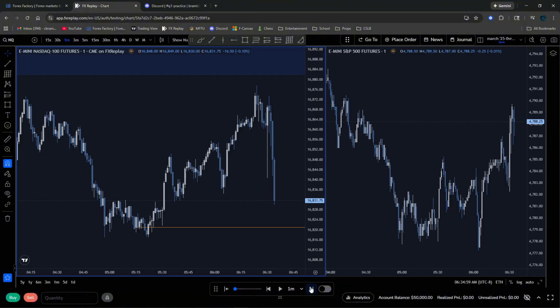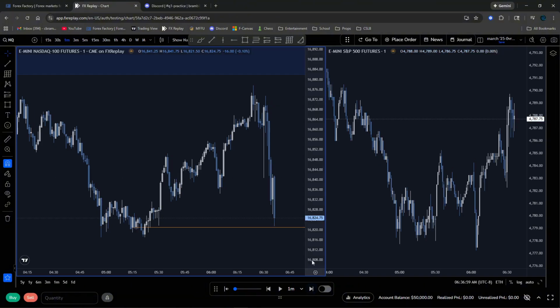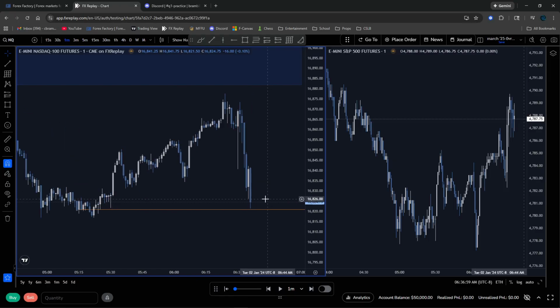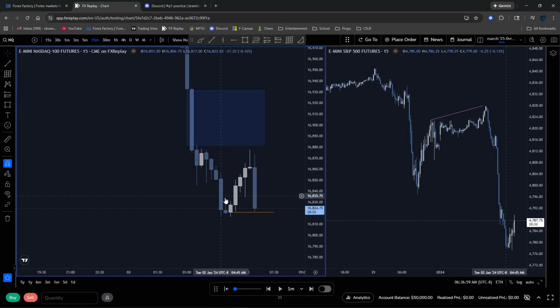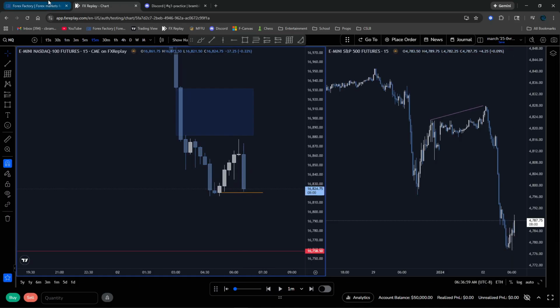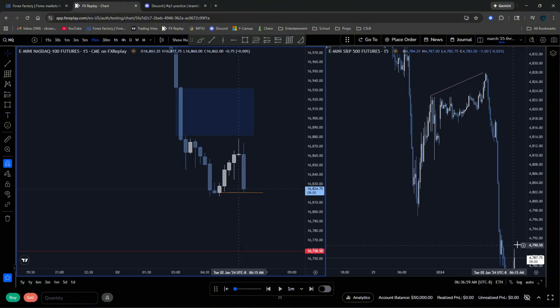Cool. Major displacement legs. Displacement legs. Candles. So as we can see, price is starting to kind of blow past this low. It's Tuesday, January 2nd. No news. Sorry for the flashbang.